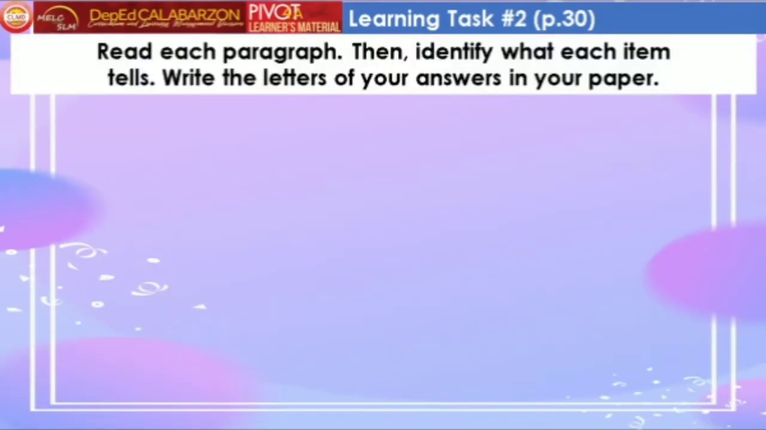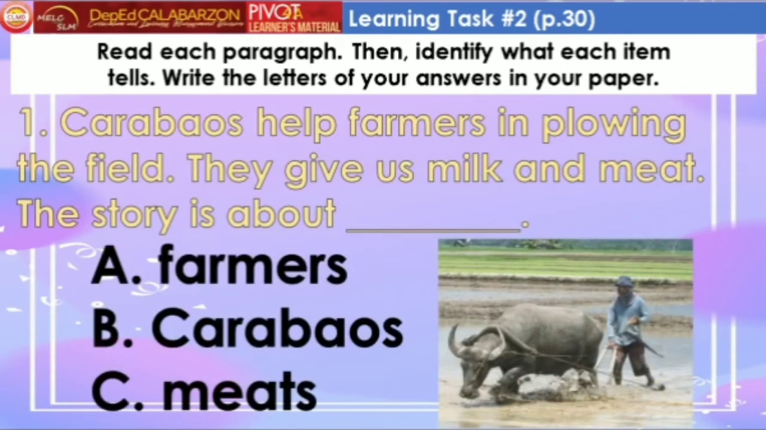For our learning task number 2 on page 30, read each paragraph, then identify what each item tells. Write the letters of your answers in your paper. Number 1. Carabaos help farmers in plowing the field. They give us milk and meat. The story is about A. Farmers, B. Carabaos, C. Meats.